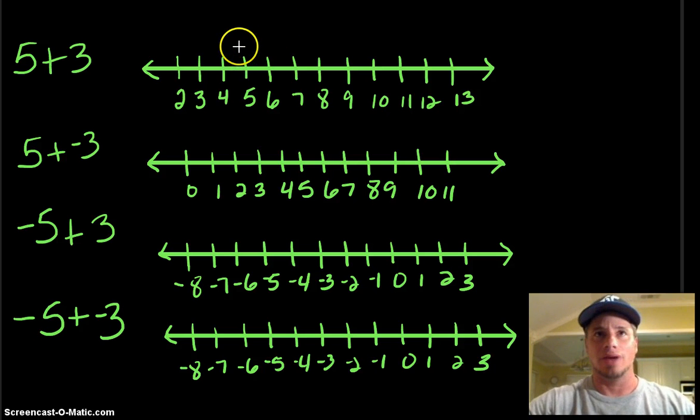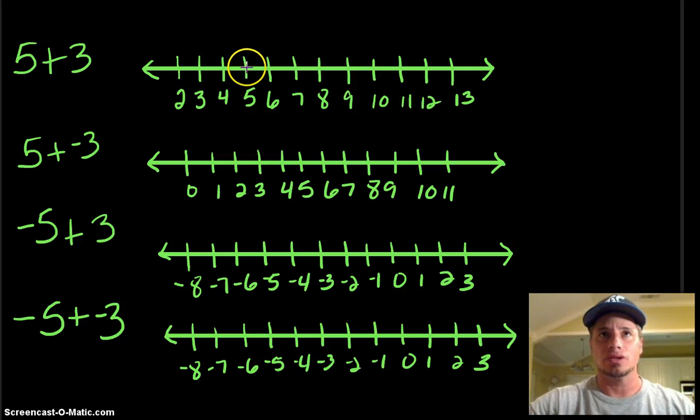So on a number line, if you're adding 5 and 3, what you would do is you would start here at 5. Okay, and then I'm adding 3, so I'm going to go positive 3. 1, 2, 3. And I end up here at 8. So my answer is 8. Okay, obvious. You knew that.